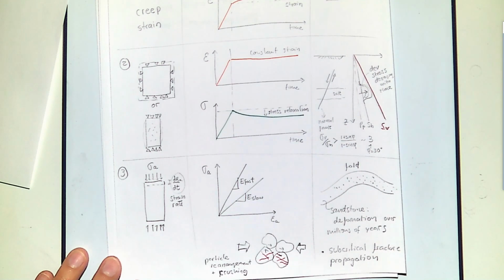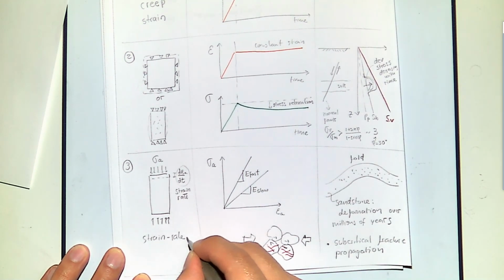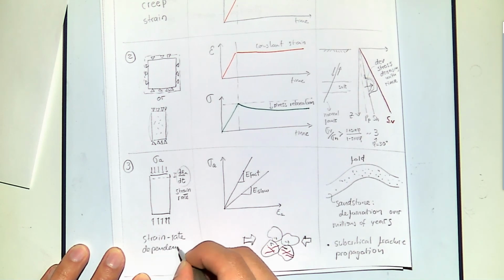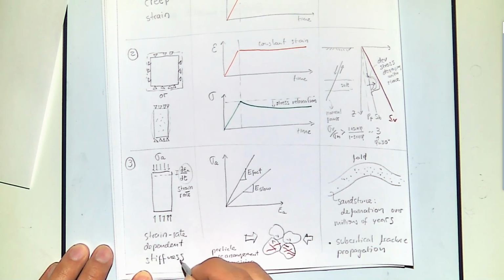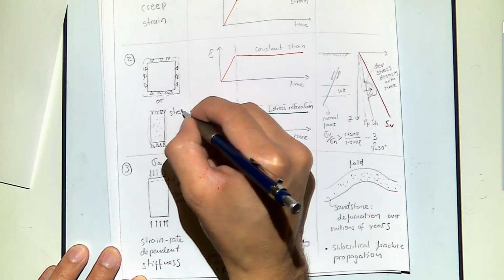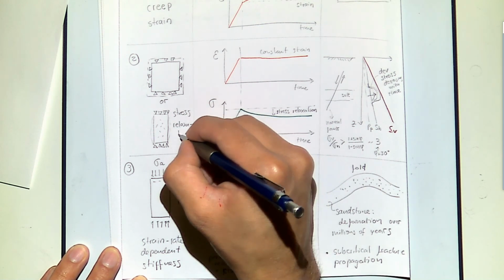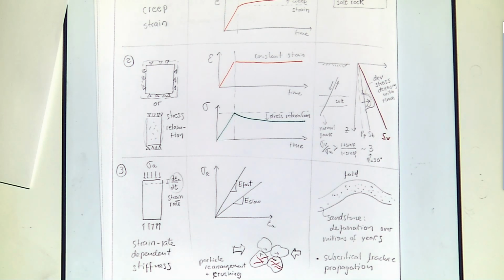Let's write it down. Yes, the stiffness is dependent on the strain rate? Yes. Or the strain rate is not dependent on the stiffness? No, the stiffness depends on the strain rate. Stiffness. Yeah.